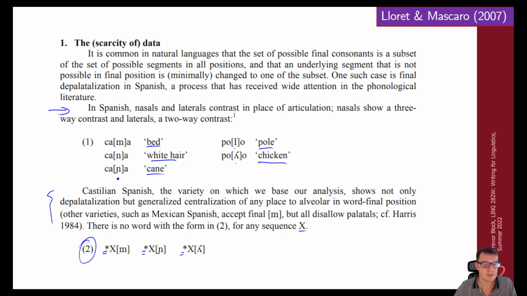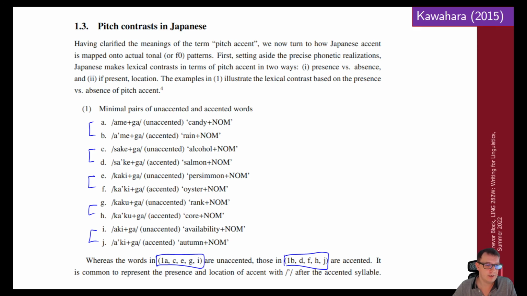This is a very nice example. I also like the one in Kawahara as well. The one thing I don't like about Kawahara is just the closeness of these descriptions to the actual word itself. It clutters it up a little bit, and what you're really looking at is difference in pitch. So these little apostrophes here with pitch differences are a little bit hard to see.